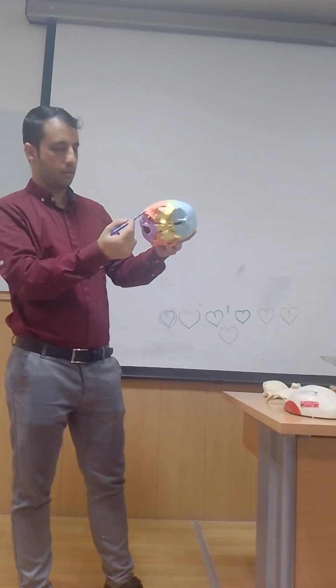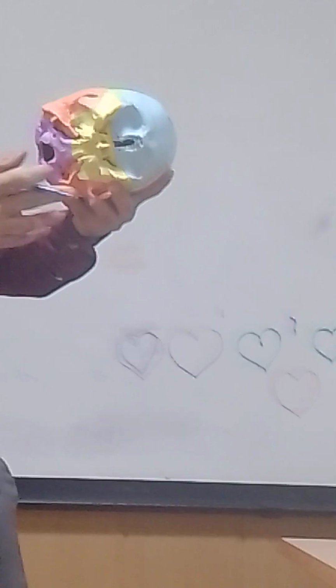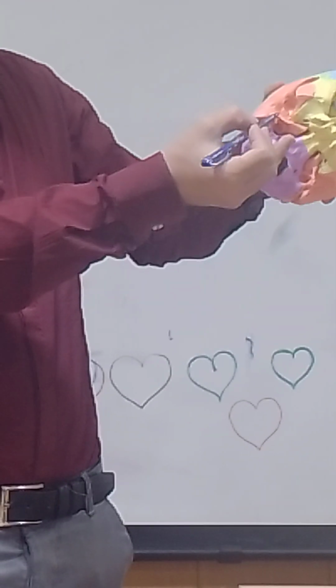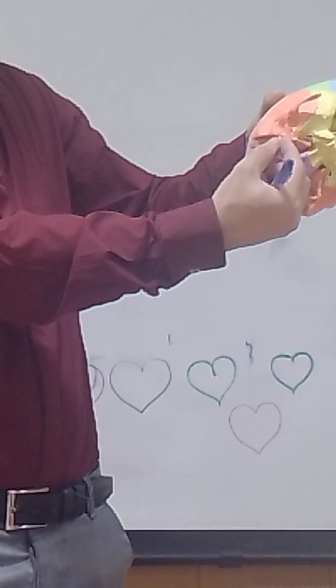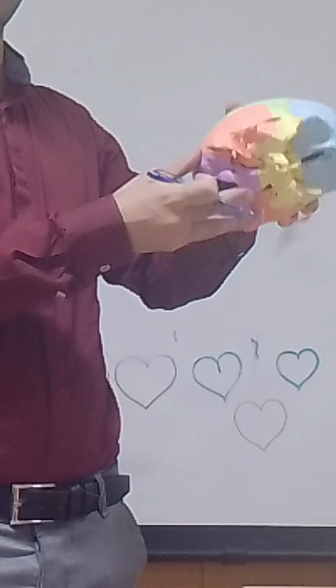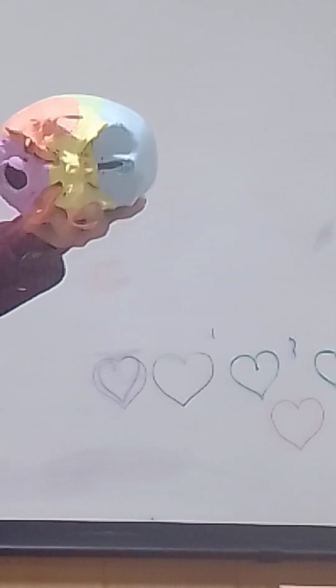The temporal bone has the squamous part, the mastoid part, the petrous part, the tympanic plate, and also the styloid process. The first is the squamous part. The squamous part has an external surface and an internal surface.